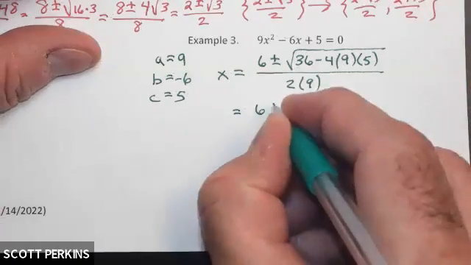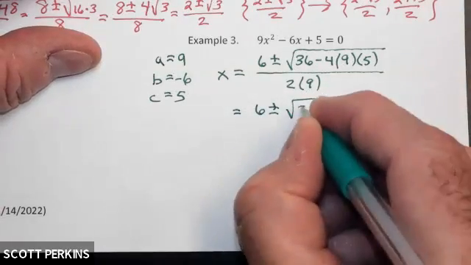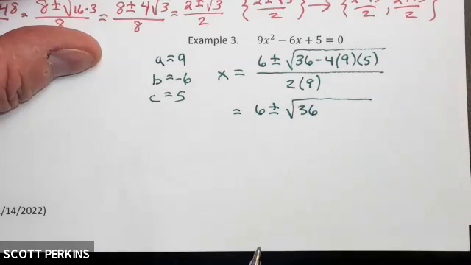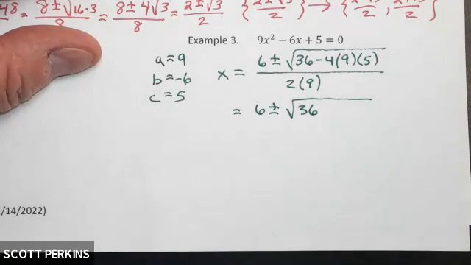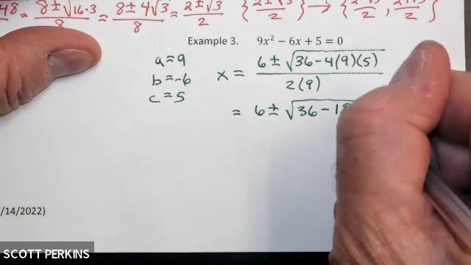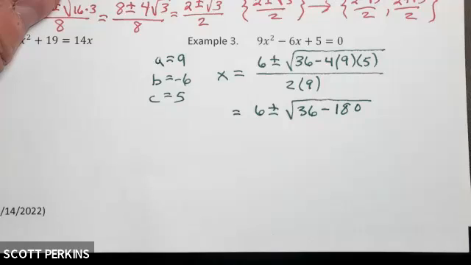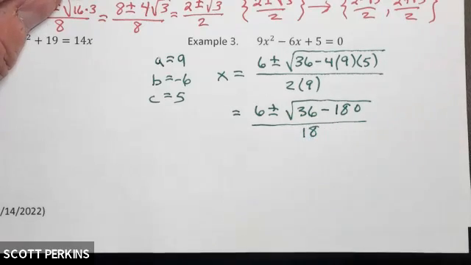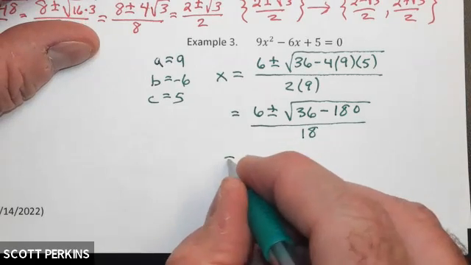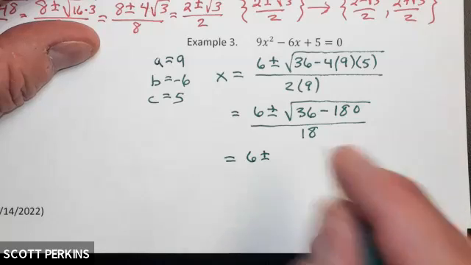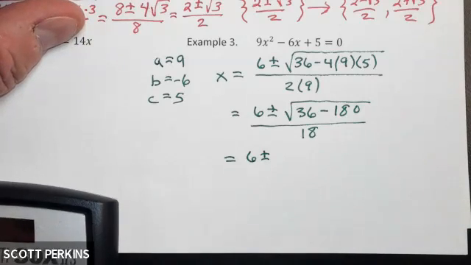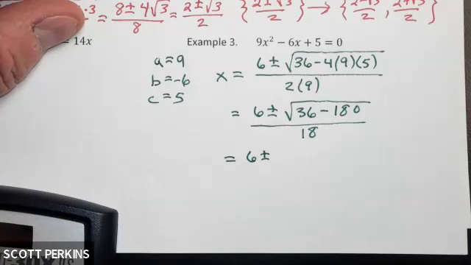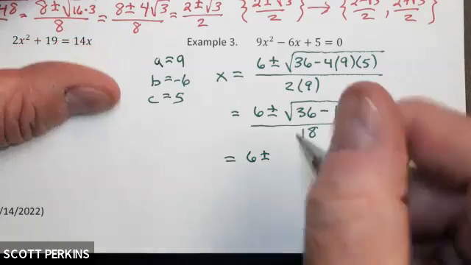So here we go, 6 plus or minus the square root of 36. And so 5 times 9 is 45. 45 times 4, I think, is 180. I'll trust you. I believe you. You do your arithmetic better than I do. So negative 180 over 2 times 9 is 18. So 36 minus 180, here is why I gave this problem as my example. Let's try this again. 36 minus 180. There we go. Beautiful. Negative 144.